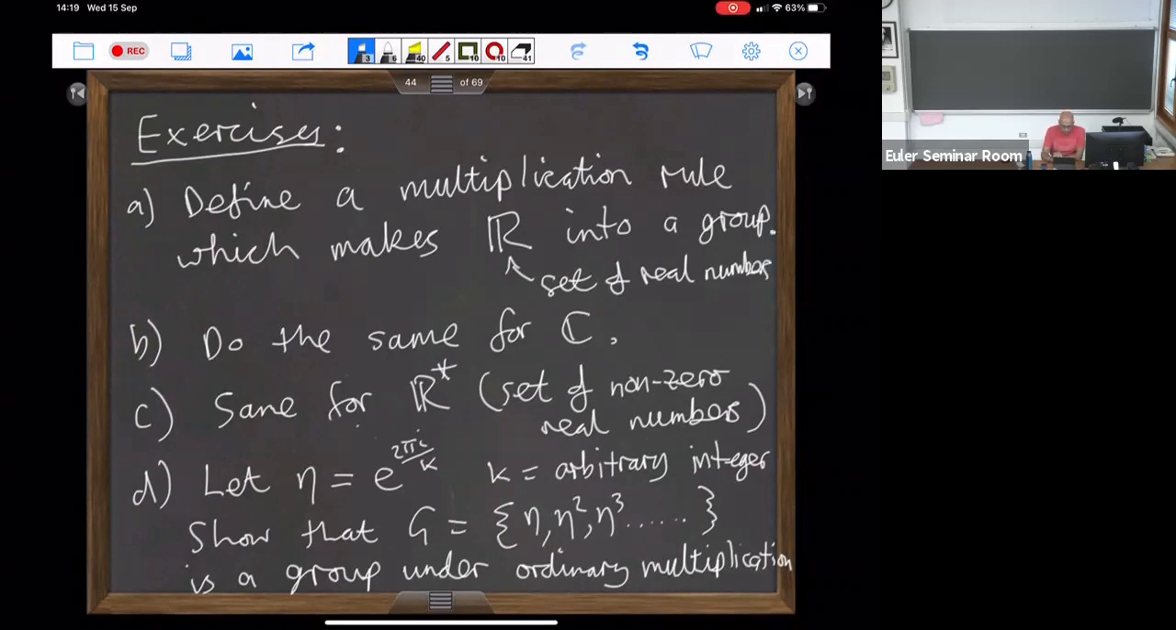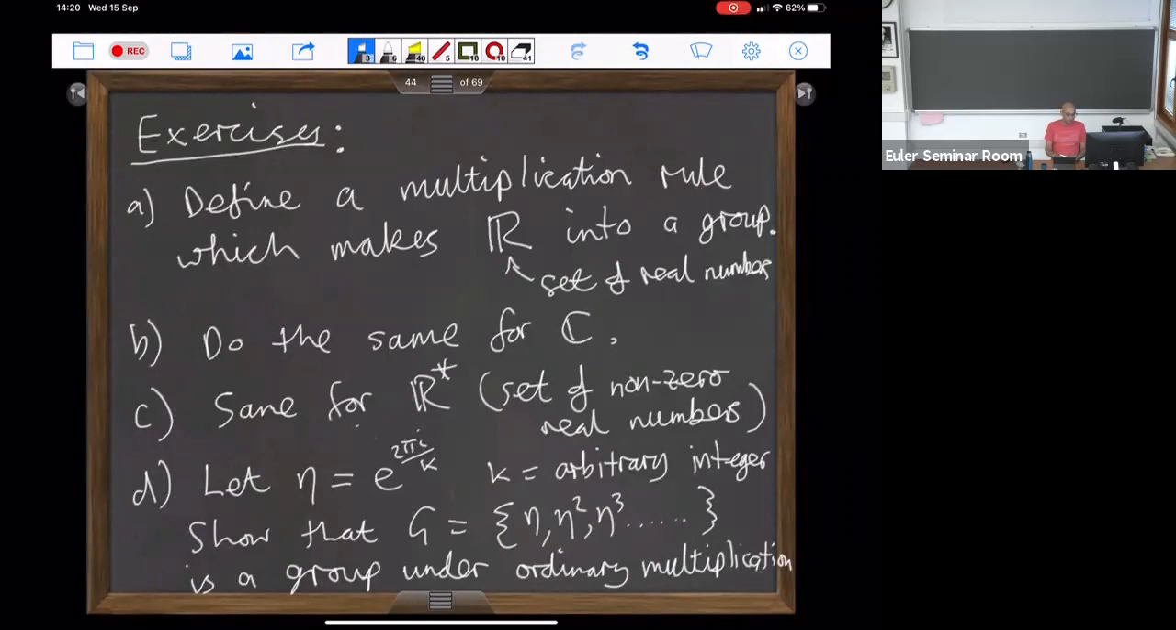So the first one on this page is: define a multiplication rule which makes the set of real numbers into a group. In order to define a group, first you start with some set, and then you just have to find a multiplication rule for which all of the axioms are true. So the first set we want to consider is the real numbers. The second one we want to consider is the complex numbers. Then the third one would be to consider the set of non-zero real numbers.